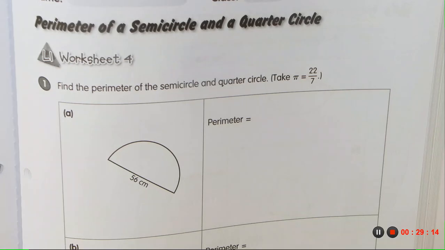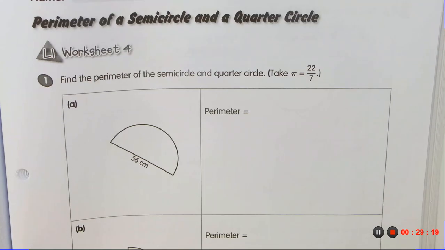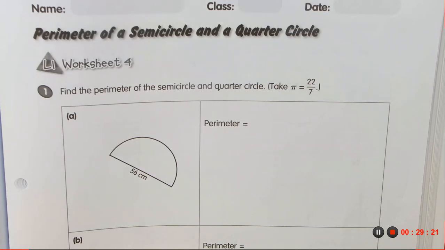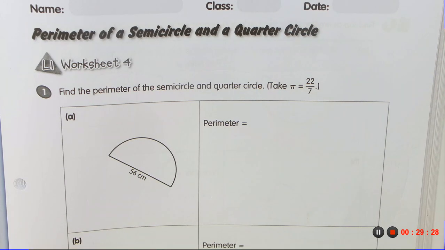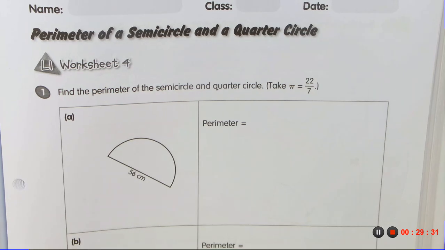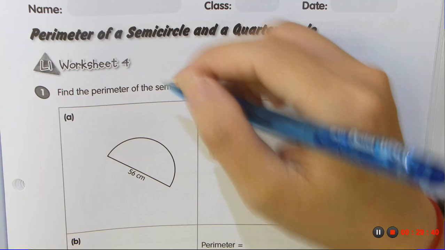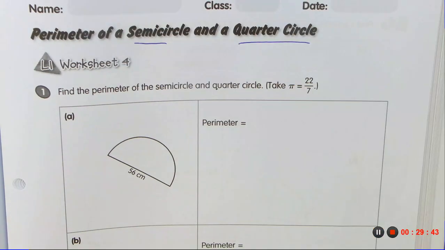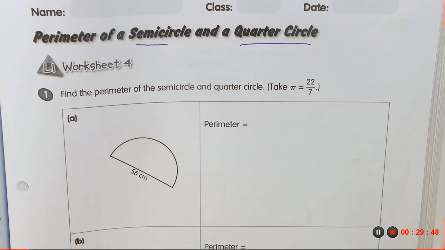Okay, let's go. The perimeter of semicircle and quarter circle. So we move up and down the difficulty level. Hopefully you can manage it and feel more confident with the questions. On page 177, first we have the semicircle and the quarter circle to challenge. Starting with the semicircles on this page.